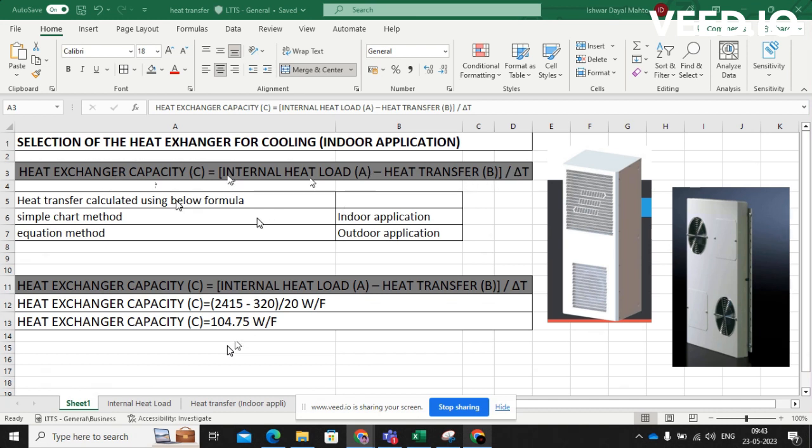As we all know, internal heat load is nothing but the wasted heat that comes out from the electronics components. Most of the time, the internal heat load is given by the manufacturer and you will find it on the data sheet. If not, there are many formulas used to calculate the internal heat load. So let us take one example of how to calculate the internal heat load.